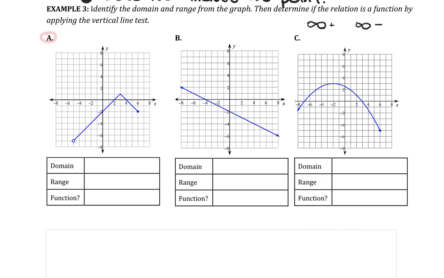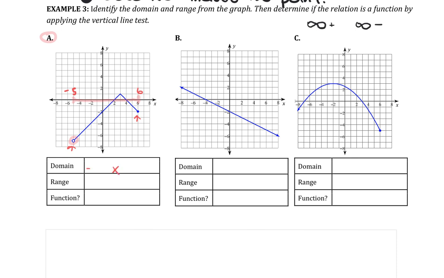So problem A here, if we're looking at domain, remember that's x. The graph starts here, right? We have an open circle, and there's graph, graph, graph, and then it stops here. So those are our boundary values. This first boundary value here is at -5, and then it ends at that boundary value of 6. And notice it doesn't include that point, but it does include that point.